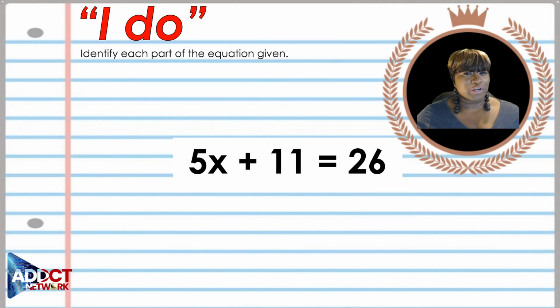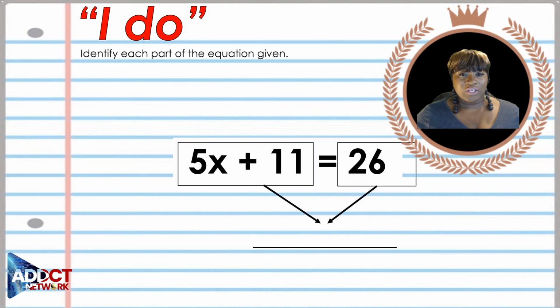I will begin with the first example. The directions read, identify each part of the equation given. The equation given is 5x plus 11 equals 26. We see what's outlined in this problem. On the left side, we have 5x plus 11. On the right side of the equal sign, we see the number 26.